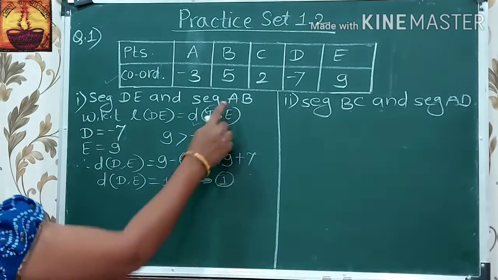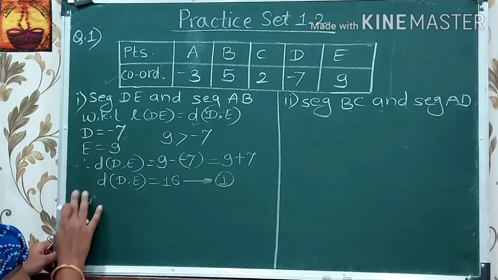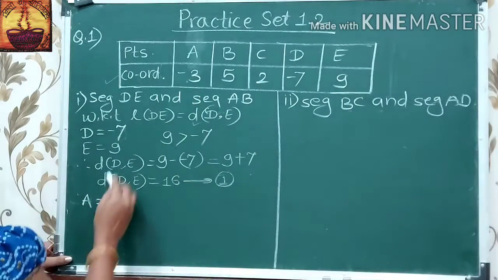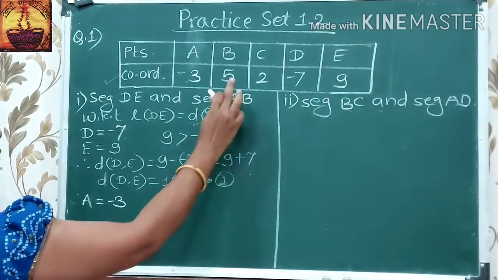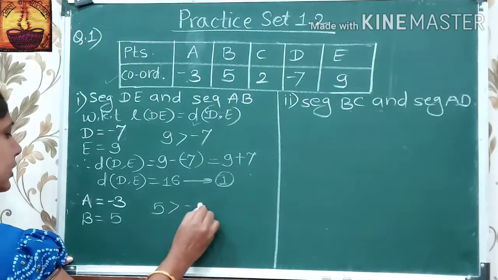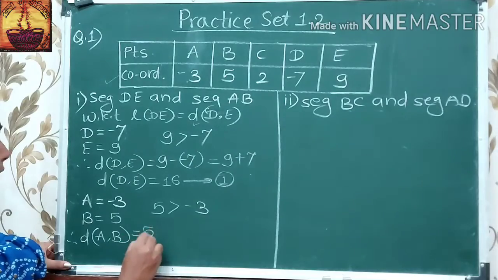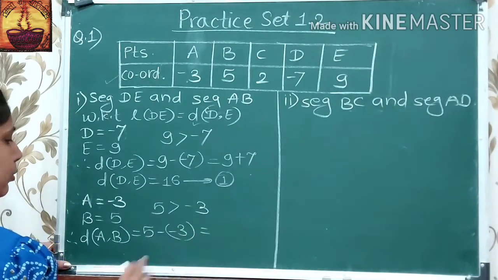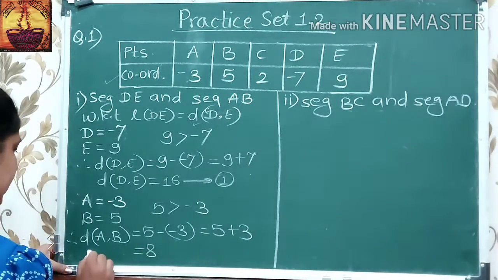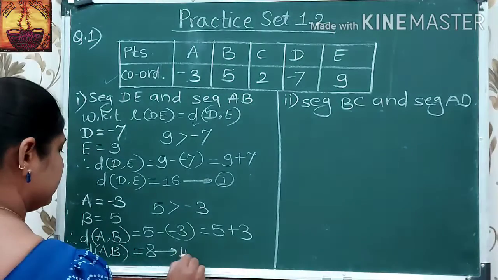Now calculate distance AB. For calculating distance AB, we have coordinate of A is -3 and coordinate of B is 5. Here 5 is greater than -3, therefore distance AB is equal to 5 minus of -3. Minus becomes plus, therefore 5 plus 3 is equal to 8. Distance AB is equal to 8. It is as number 2.